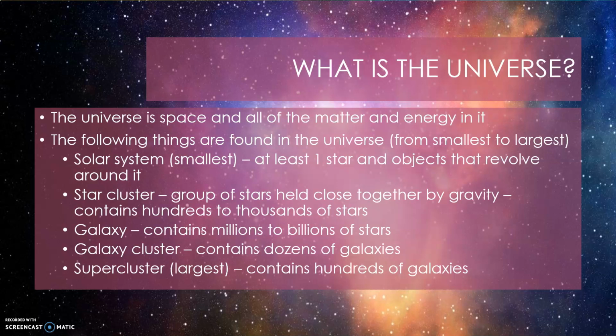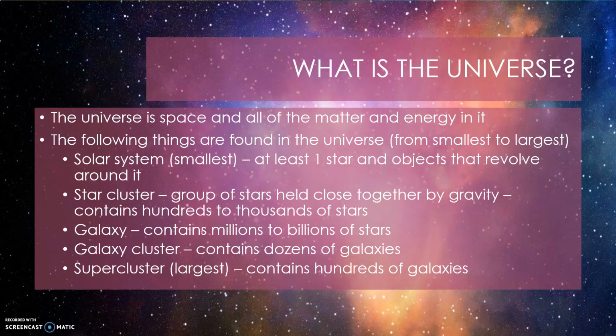So the solar system is the smallest feature. It has at least one star and objects that revolve around it. For us, the solar system's one star is the sun, and the objects that revolve around it are the 8 planets. The next one is a star cluster, and that's a group of stars held together by gravity. It could be as few as 100 all the way up to thousands.